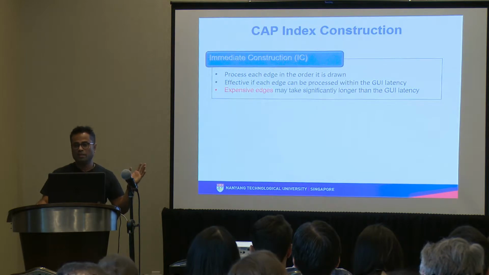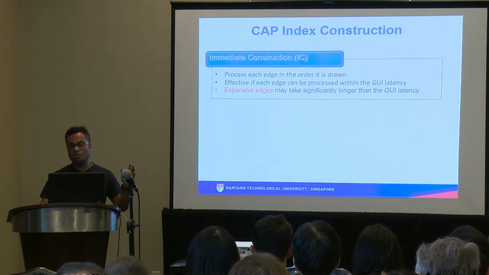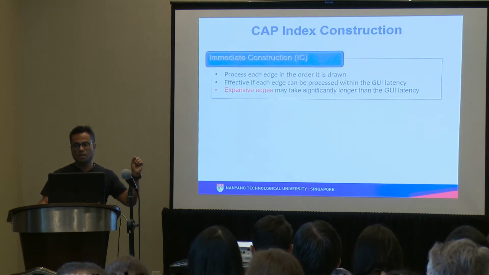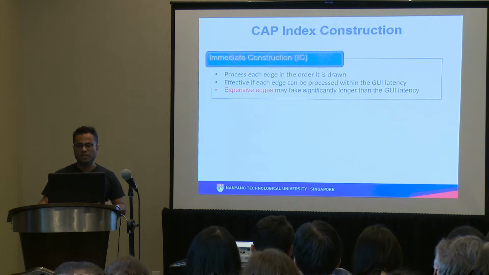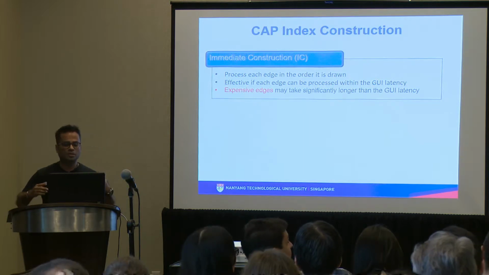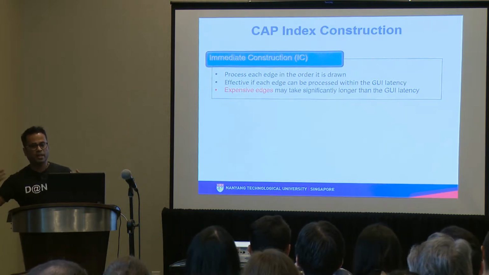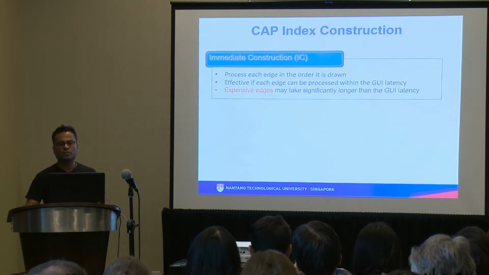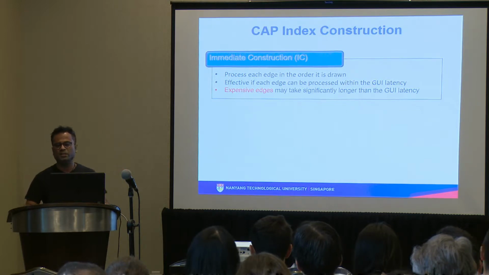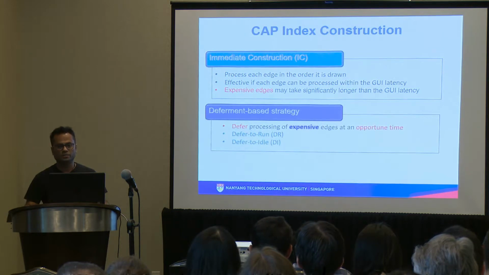But when the matching vertices are large or the distance upper bounds are large, in this case, it may take much longer than the GUI latency. The result is that it's going to take a long time to process the edge and have a cascading effect which delays subsequent processing of the query edges. We call them expensive edges, and they may take significantly longer than the GUI latency you get, typically.